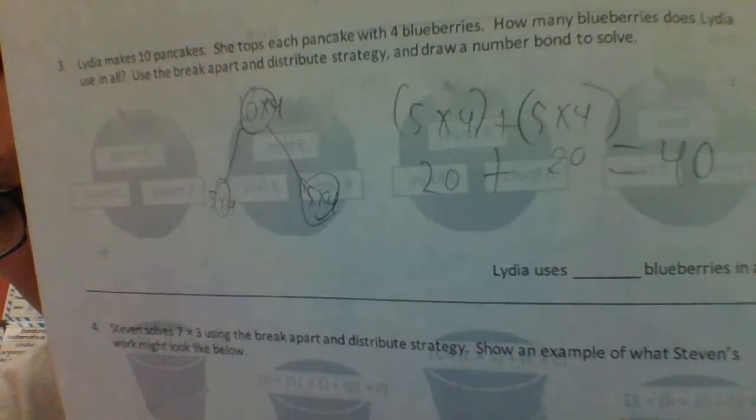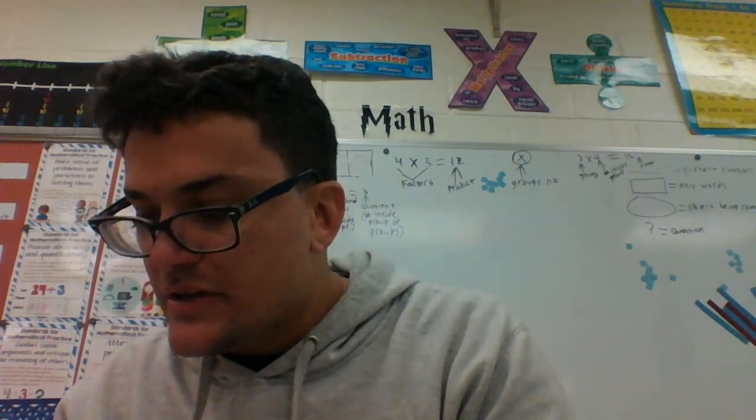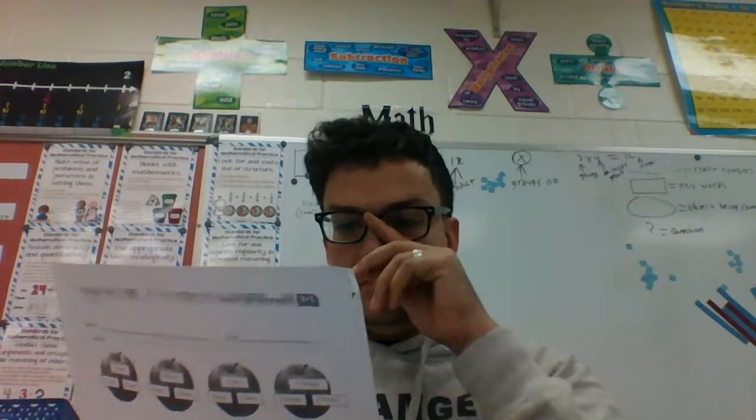So it ends up looking like this. 5 times 4 is 20, 5 times 4 is 20. Add them together, you get 40. So she uses 40 blueberries in all. The number 4, break apart strategy. It's the same strategy. Break it up into whatever numbers you'd like.